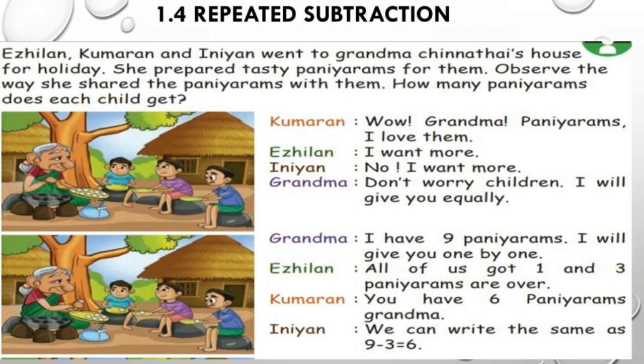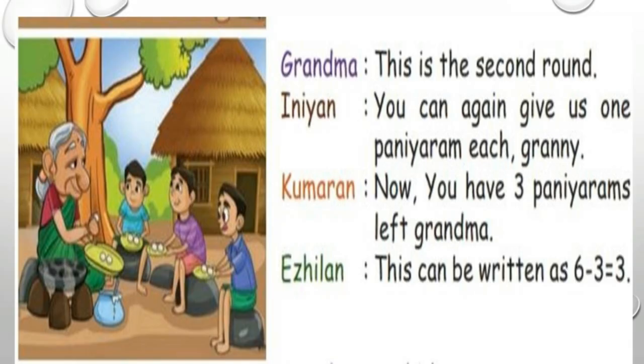Now the grandma started to separate the paniyarams. Grandma said, "I have 9 paniyarams, and I will give one by one." Erilan said, "All of us got 1 and 3 paniyarams are over." Kumaran said, "You have 6 paniyarams, Grandma." Inian said, "We can write the same as 9 minus 3 is equal to 6." The grandma said, "This is the second round. You can give us 1 paniyaram each, Granny," said Inian. Kumaran said, "Now you have 3 paniyarams left, Grandma." Erilan said, "This can be written as 6 minus 3 is equal to 3."